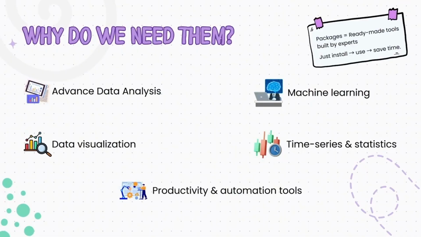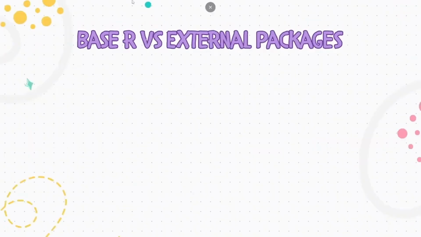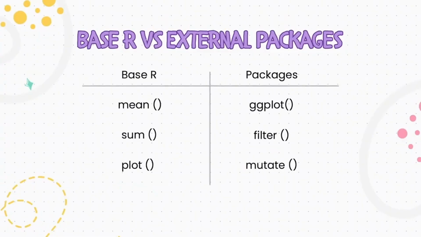Now that we know why we need packages inside of R, let's talk about base R, that is basic R without any packages, versus external packages. Some functions come built directly into R. This is called base R, and it includes essential tools like basic math, simple plots, and summary statistics. So mean, sum, and the basic plot function in order to see plots. This is basic R. However, many advanced features do not come pre-installed. These features are provided through external packages, which we install only when we need them.